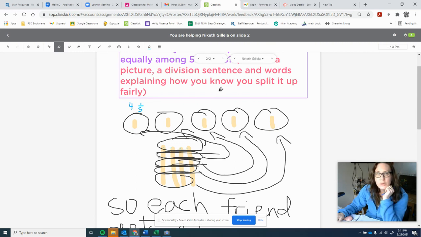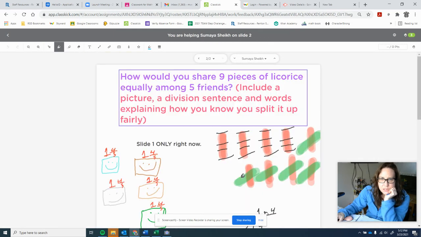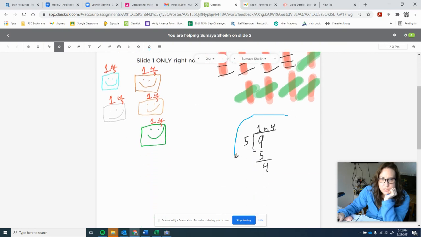Now the next two I thought were really interesting because they came across a kind of a shortcut that I didn't go over at all. Sumaya showed part of the shortcut, so I wanted to go over this right here. She figured that it was a ratio. There are 5 people and 9 pieces of licorice. Every fraction or ratio is actually a division problem, so she used it as a division problem. And she came up with 1 remainder 4. And when we do a remainder in fraction form, it would be 1 with a remainder of 4 over 5 pieces. So that's kind of a shortcut way to figure it out.